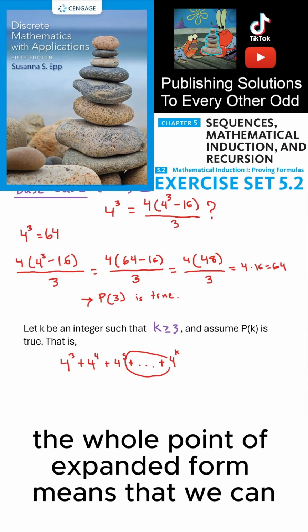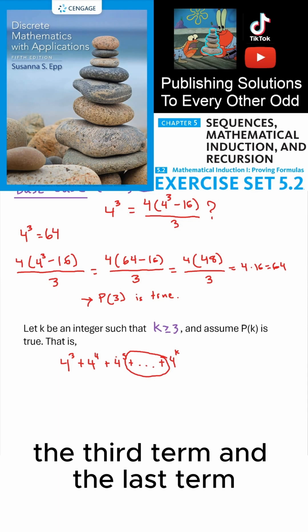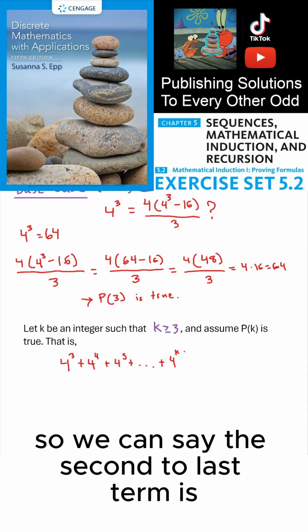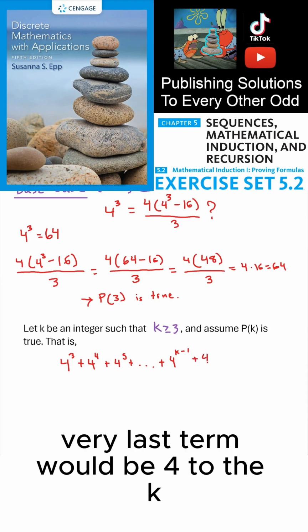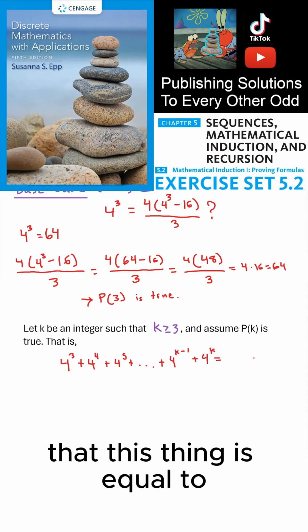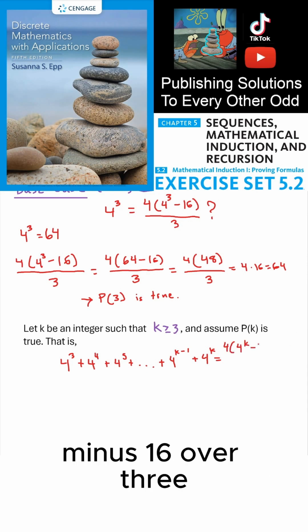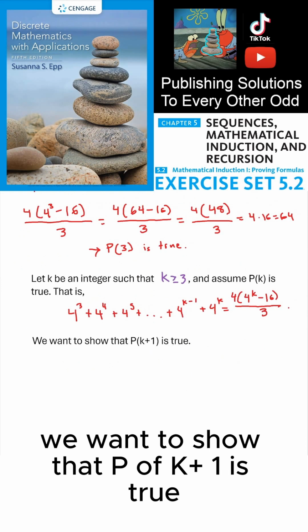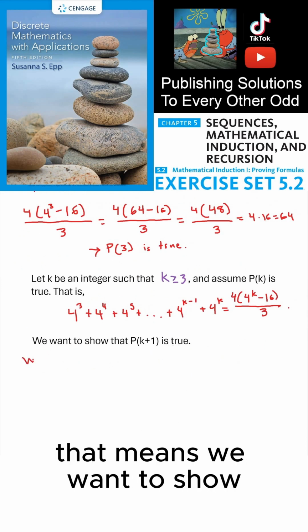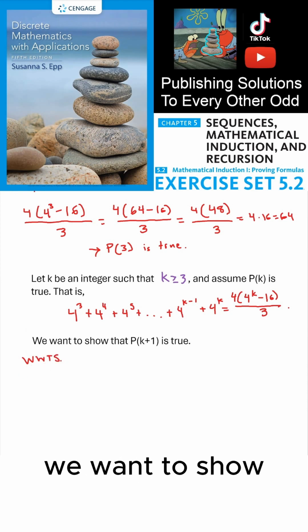The whole point of expanded form is that we can dive deeper into what's in between the third term and the last term. So we can say the second to last term is 4 to the k minus 1, and the very last term would be 4 to the k. And we're assuming that this is equal to (4 times 4 to the k minus 16) over 3. So we get to assume that this statement is true. We want to show that P of k plus 1 is true. Now, what does that mean? That means we want to show, which I will be writing as WWTS, meaning we want to show.